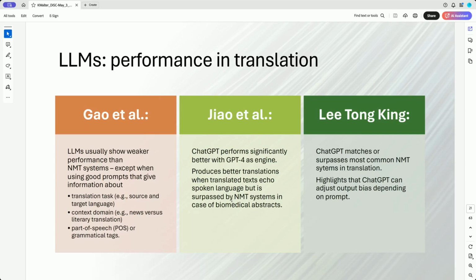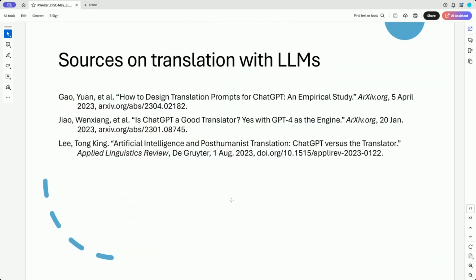Jiao et al. say that ChatGPT performs significantly better with GPT-4 as engine, and it also seems to produce better translations when the translated texts echo the spoken language. And Li Tongqing is the only researcher I've consulted that says that ChatGPT already matches or surpasses the most common NMT systems in translation. And he particularly highlights the fact that you can adjust the output bias depending on your prompt.